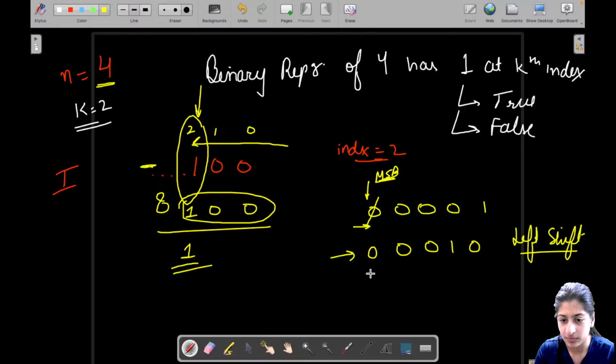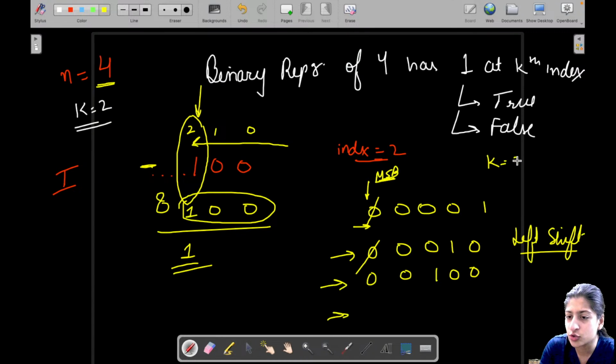Do it one more time. I'll tell you why we are doing so. Then it becomes, you remove this character and the entire number shifts by 1 position. So your number will become like this. Do it one more time. Wait, your k given was 2.